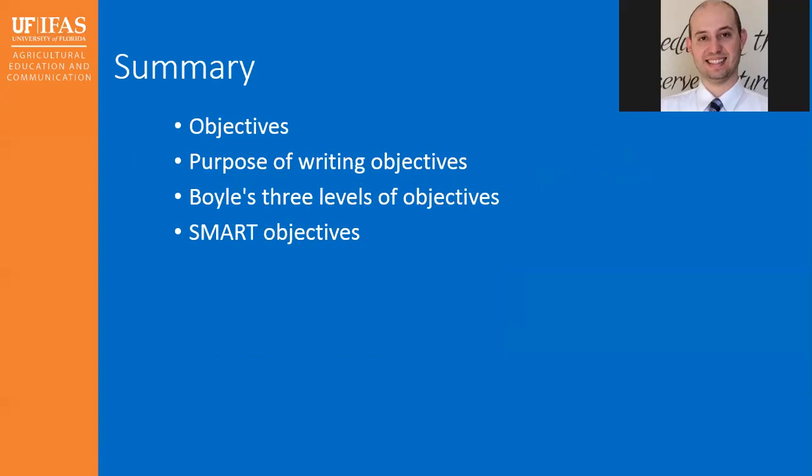So in summary, we walked through what objectives are, the different layers of objectives, and the purpose of writing objectives. We discussed Boyle's 3 levels of objectives, which were societal, program, and instructional. We also went over Bloom's taxonomy, the characteristics of instructional objectives, and the different components of SMART objectives.